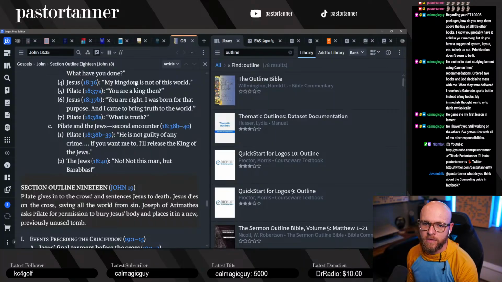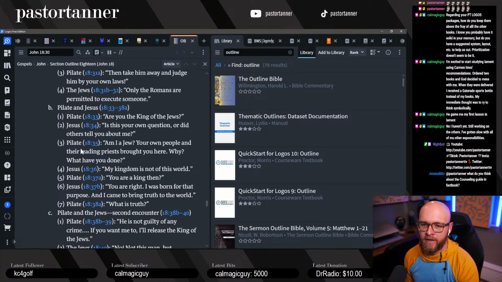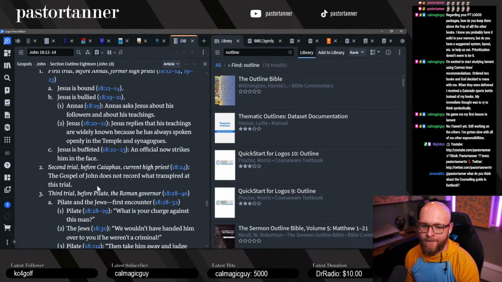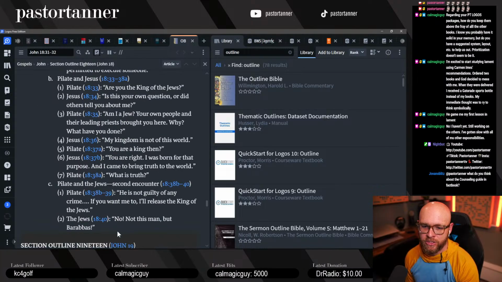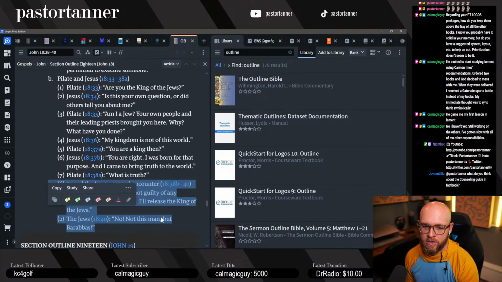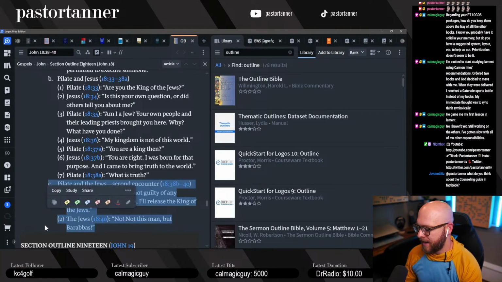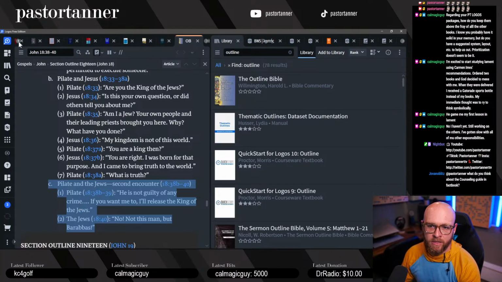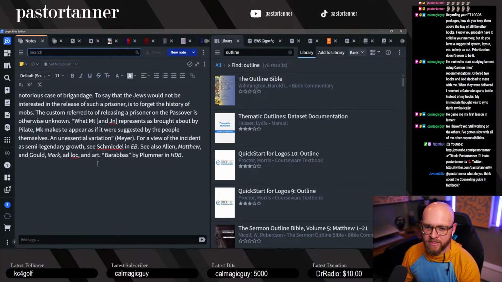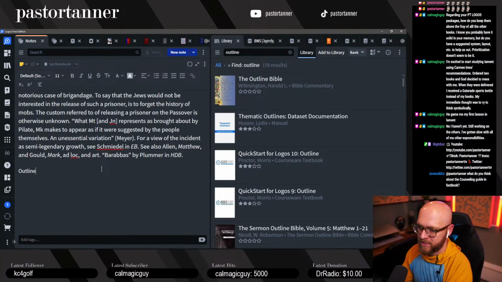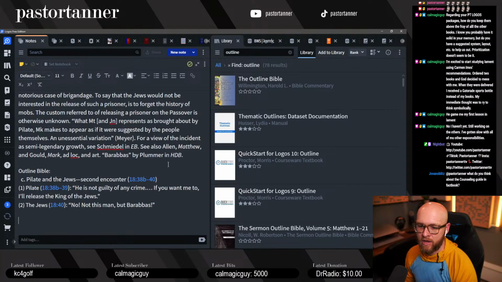Okay. So you can see here the Outline Bible. They give it a small subsection under this entire section of trials, etc. And it's just this: Pilate and the Jews' second encounter. So he's got Pilate, talks about releasing the King of the Jews. No, not this man, but Barabbas. All right. If we were in a larger pericope, these outlines would be really, really helpful. As is, this one is very basic, but it's part of the process to derive a good exegetical outline. And so the Outline Bible and the Preacher's Outline and Sermon Bible are both going to help you do that.